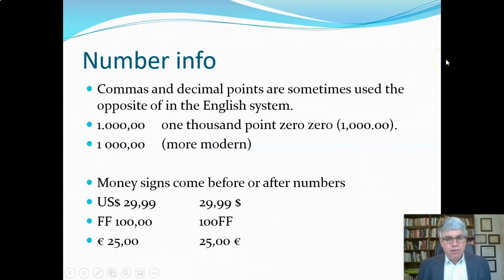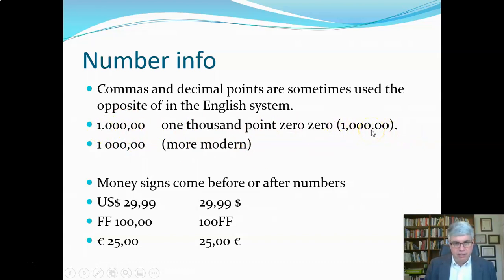Now, some useful number information is that commas and decimal points are used interchangeably sometimes from the English system. So if you saw this number, 1.000,00, that would be equal to 1,000.00 in English. So this is 1,000. It's not exactly one, because they use periods where we use commas, and they use commas where we use periods.